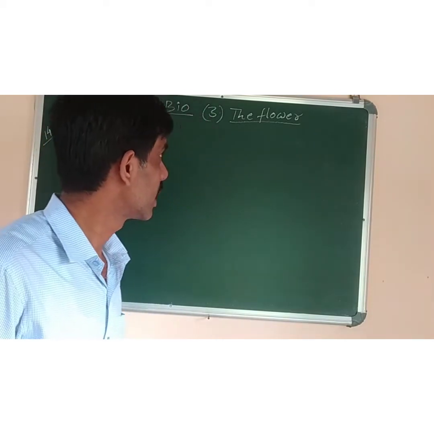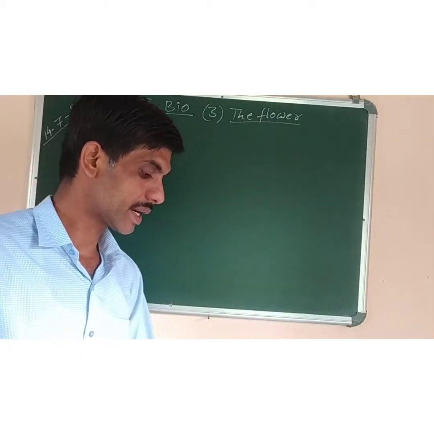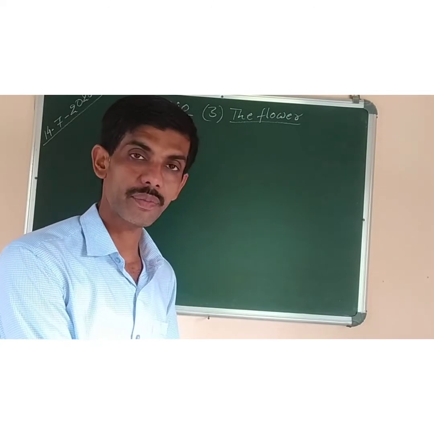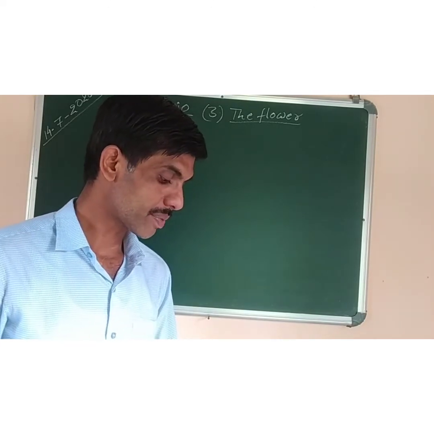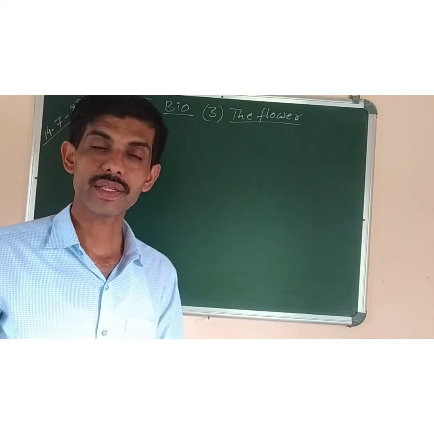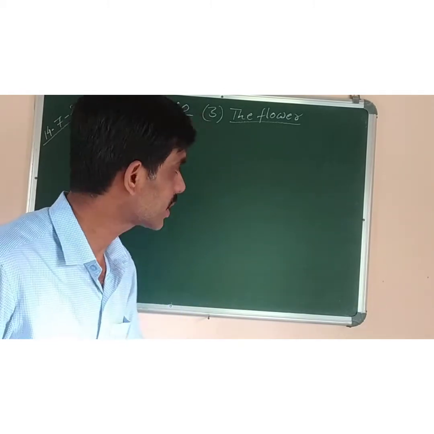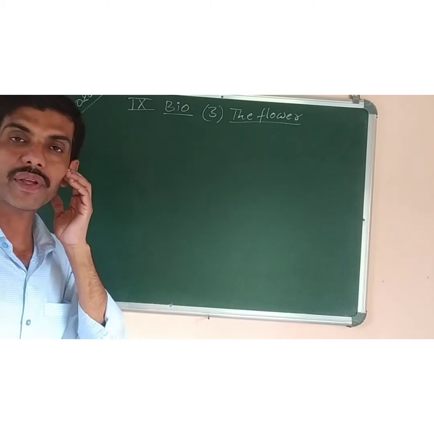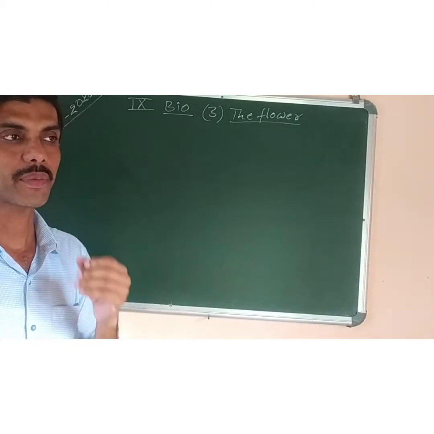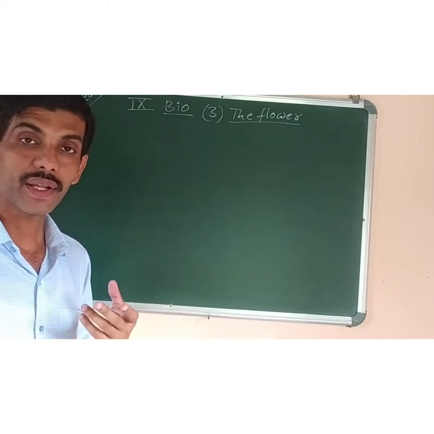Okay, so let's start the third chapter, that is flower. Under the flowering plants, unit 2, 2 chapters are there, flower, and the second one is pollination and fertilization. So let's start with flower. How can we define a flower? You know that flower is a part of the plant, but what is the definition?